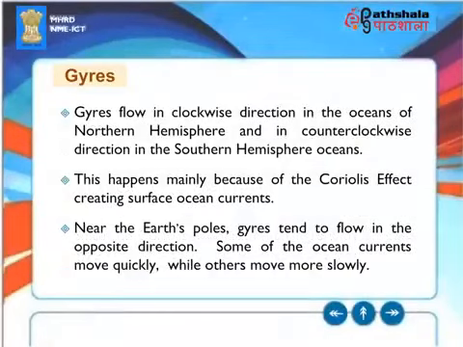Gyres flow in a clockwise direction in the oceans of the northern hemisphere and in a counterclockwise direction in the southern hemisphere oceans. This happens mainly because of the Coriolis effect, creating surface ocean currents. Near the Earth's poles, gyres tend to flow in the opposite direction. Some of the ocean currents move quickly, while others move more slowly.